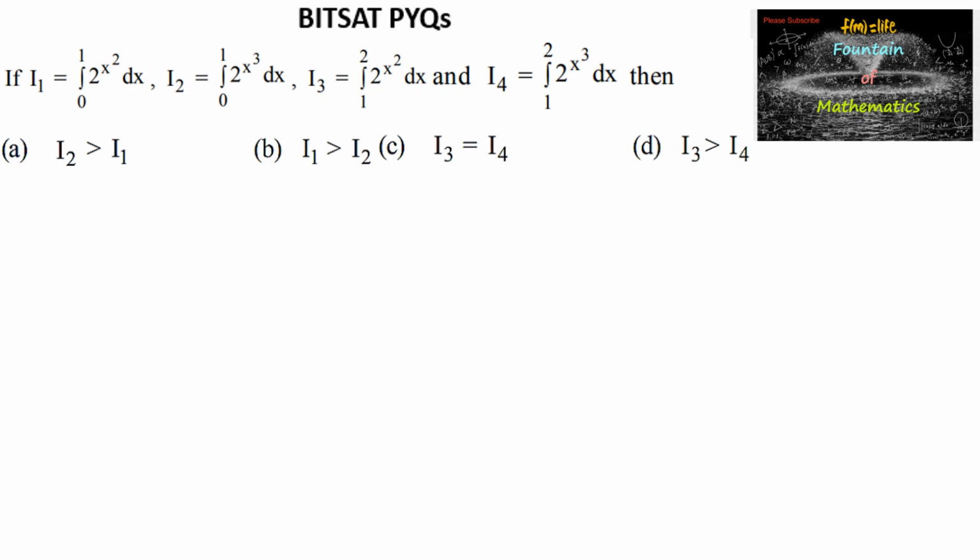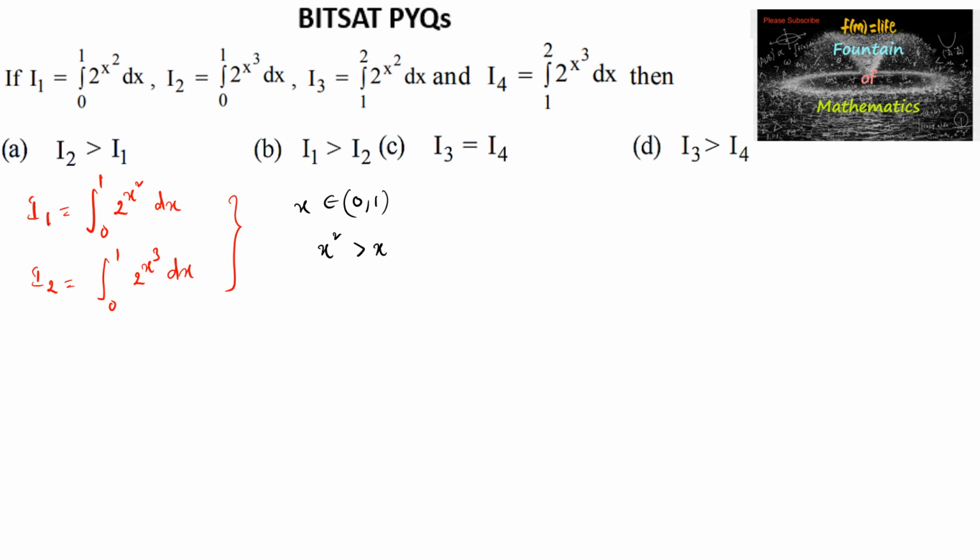Given that integral I1 is equal to integral 0 to 1 of 2 to the power x square dx, and I2 is equal to integral 0 to 1 of 2 to the power x power 3 dx. So from this we can say that for x belongs to 0 to 1, x square is greater than x to the power of 3. Similarly, 2 to the power of x square must be greater than 2 to the power of x power 3.